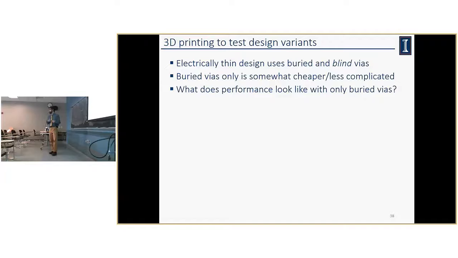The electrically thin design, again, I mentioned this uses internal layers with blind and buried vias. This can be a somewhat more complicated process to manufacture and somewhat more expensive. In this case, about a 3x increase in cost per board. So what would it look like if we used only buried vias? Those are a little bit easier to put together.